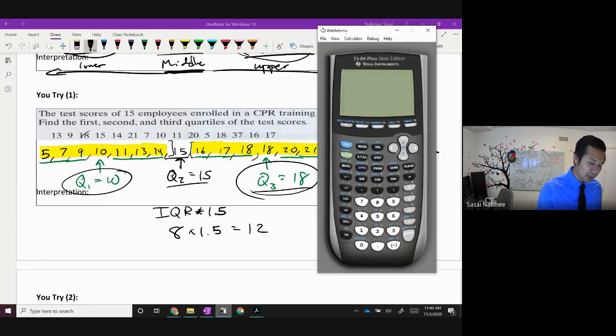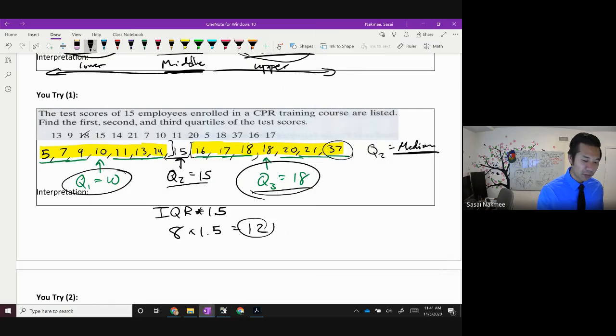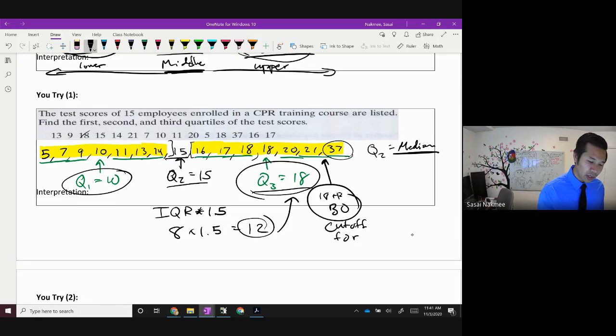How do I know it's 12? The note said it, but I can just show you guys, right? 8 times 1.5, which is 12. Now, with that 12, what you want to do is add it to Q3. So, 18 plus 12 gives you this number of 30, right? 18 plus 12 gives you this number of 30. And this 30 is considered your cutoff for outliers. That's all it is. To get this number, you take your IQR that I told you how to find, and you multiply by 1.5.